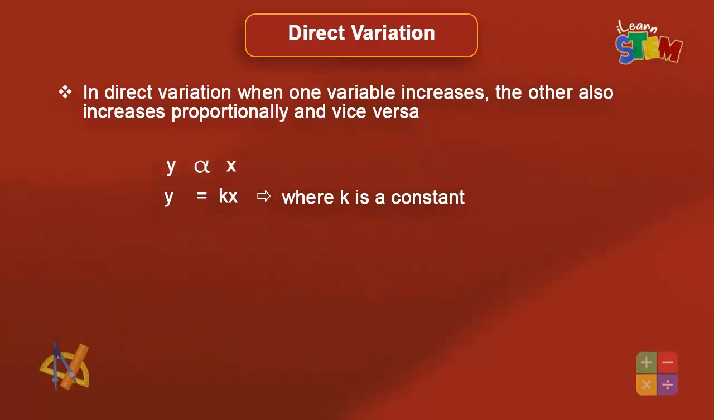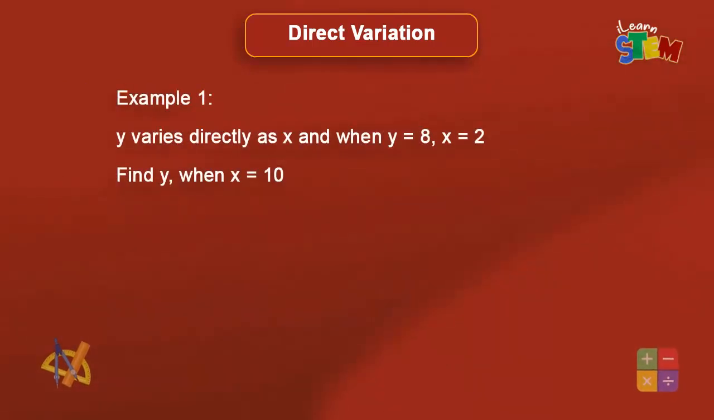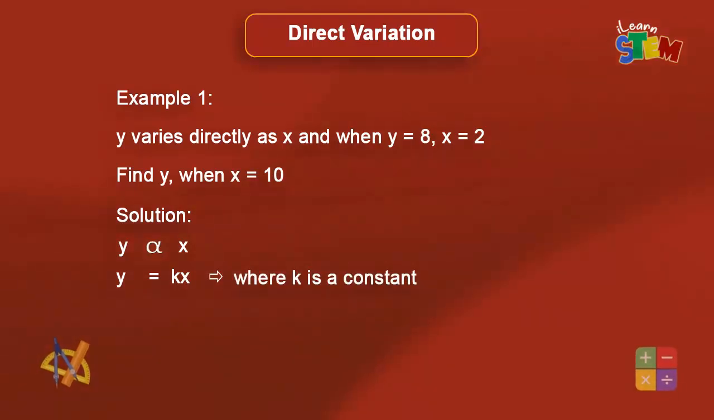Let us see an example. Y varies directly as x. And when y equals 8, x equals 2. Find y when x equals 10. Solution. To solve this, we first write our equation. Y varies directly as x. This means y equals kx, where k is a constant.